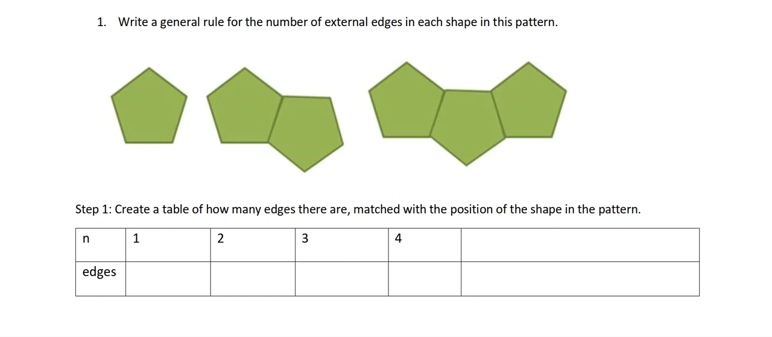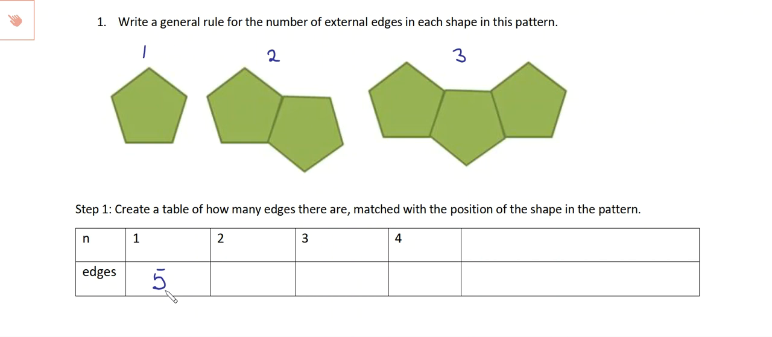All right. So let's create a table, n being the pattern number, yeah? 1, 2, 3, and so on. How many edges are in the first pattern, right? 5. So we put a 5 in there. You want to make sure that's in your table.